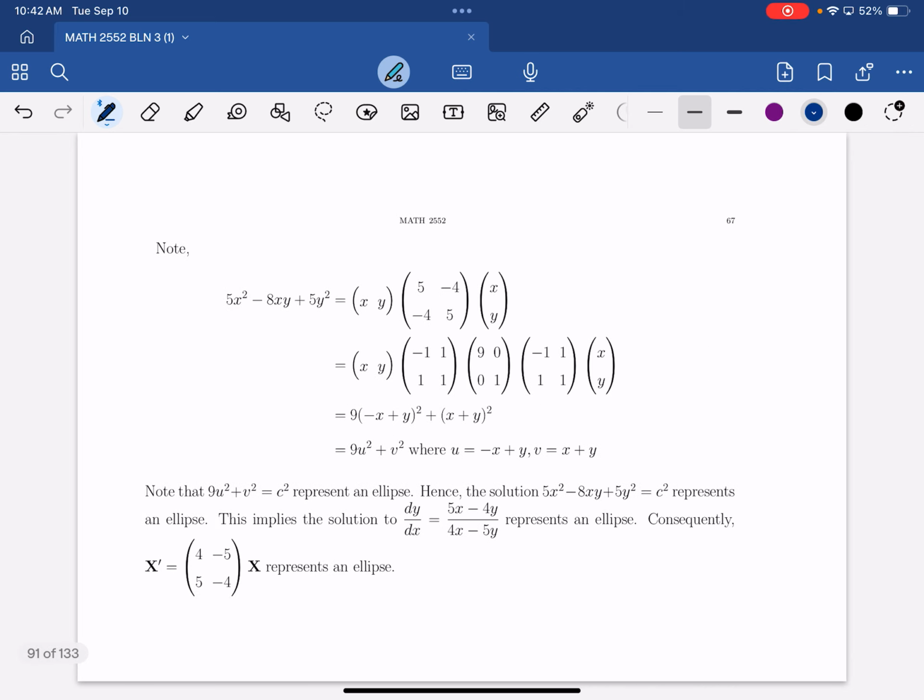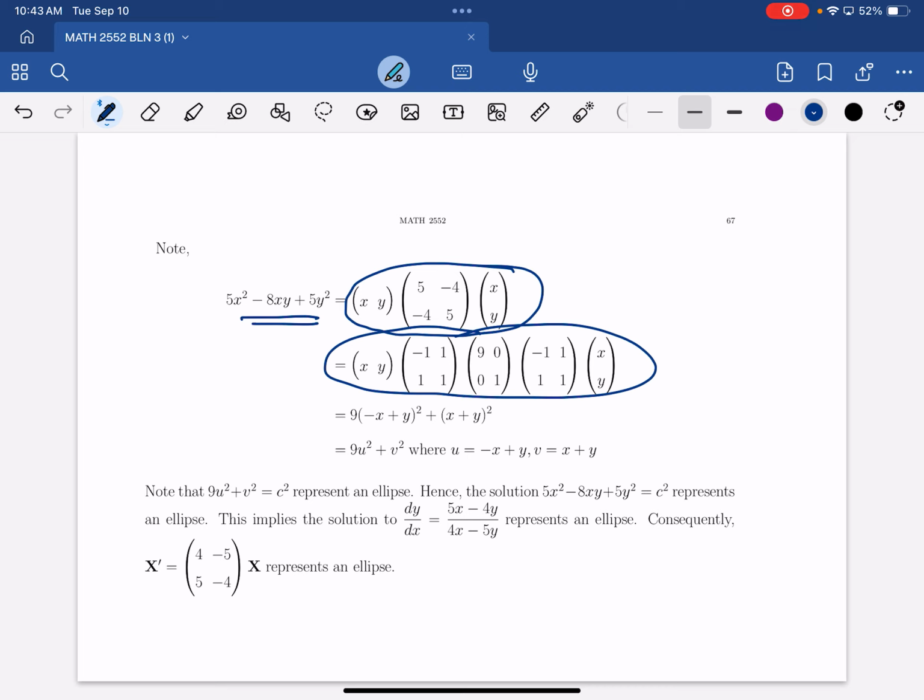So this quadratic form, this implicit solution, can be written in a diagonalizable form like this using similarity transformation, and when you multiply it will reduce to this. And if you apply the transformation of rotation and all that, you get 9u squared plus v squared, which is nothing but an ellipse rotated by a certain angle.